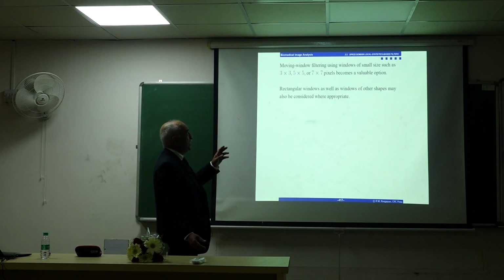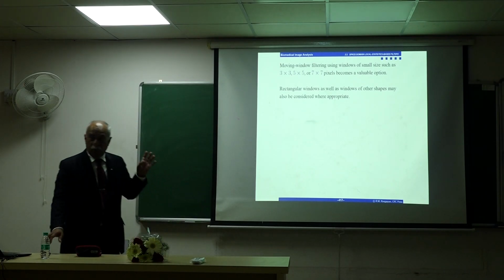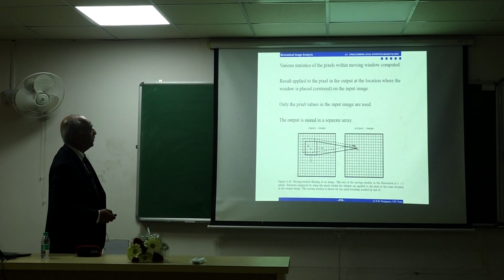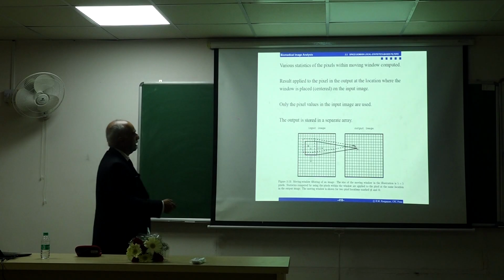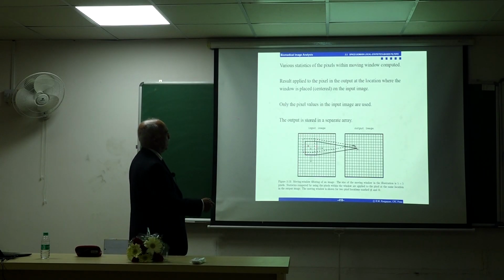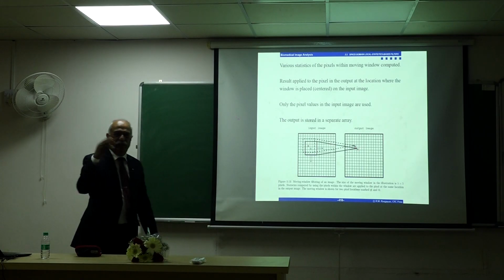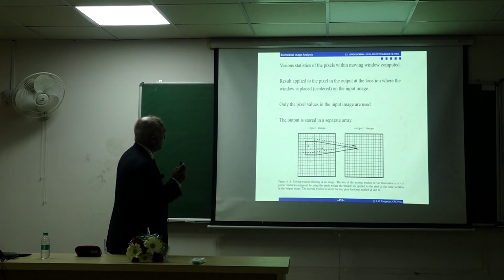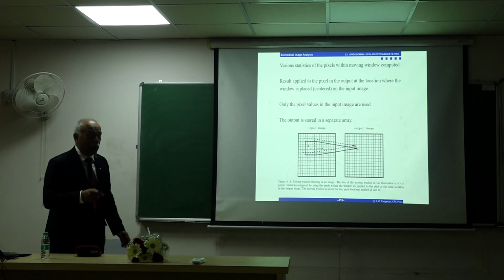Rectangular windows as well as windows of other shapes may be considered when appropriate and when you can design something for the specific application. So all you do is say, okay, there is a position here, I'll take that window and process it and put it at that location. Next I take that position and take that window and do something and put it at that location in the output, for every pixel. So that's fairly simple.